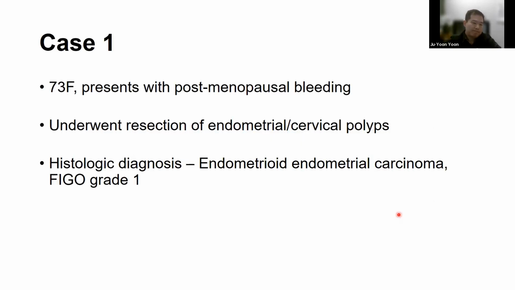So case 1, a 73-year-old female presents with postmenopausal bleeding. It's a very common presentation for someone with endometrial lesions. She underwent resection of what looked like a polypoid lesion in the endometrial/cervical area. It could well be lower uterine segment, which is something that could be interesting in some cases of suspected Lynch, where the LUS, the lower uterine segment, is more commonly affected. Well, that's neither here nor there. The histological diagnosis was a grade 1 endometrial carcinoma.